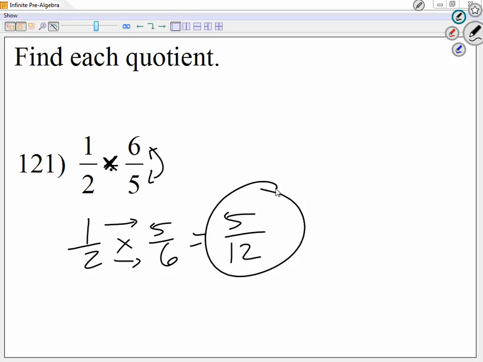So for division, change it to multiplication, and then flip the second fraction. Any questions up until 126? Yes. 122? All right. Let's take a look at 122.